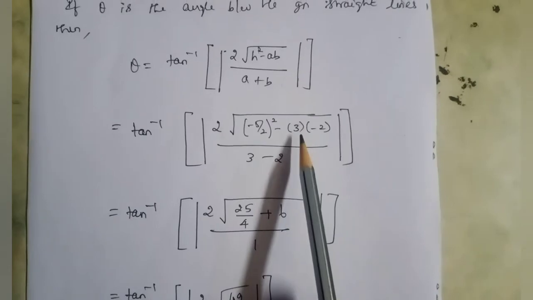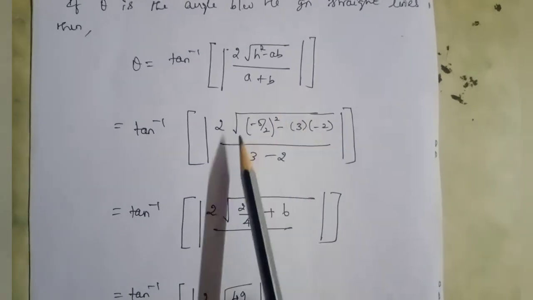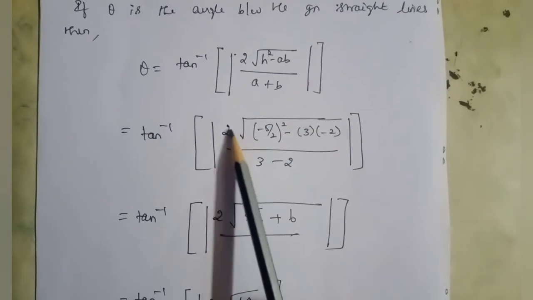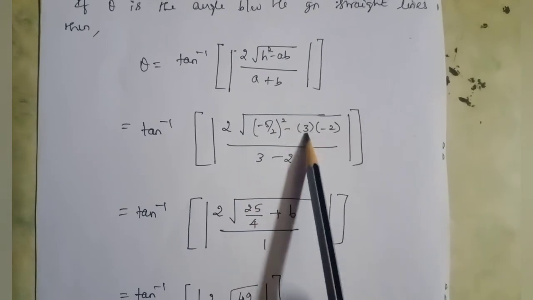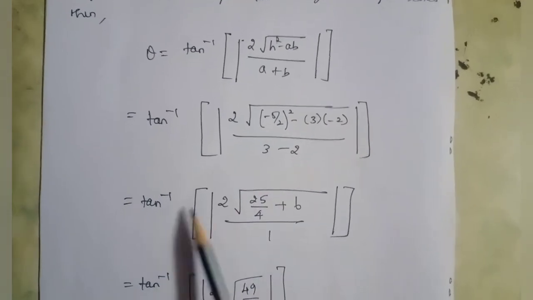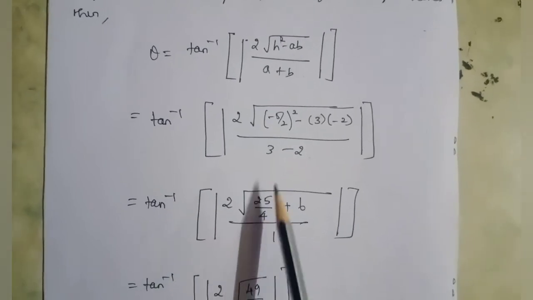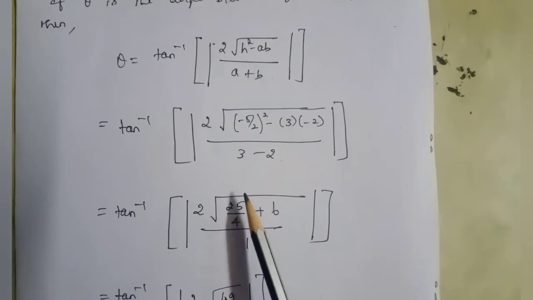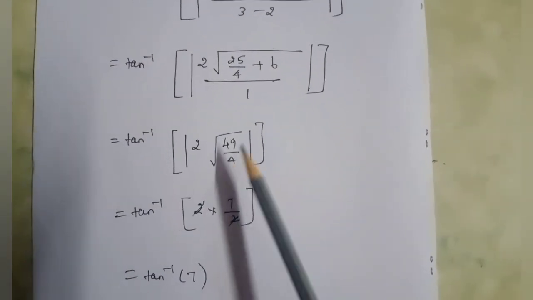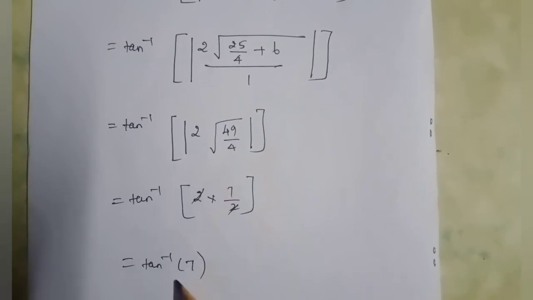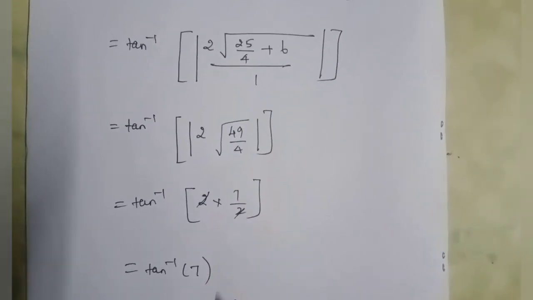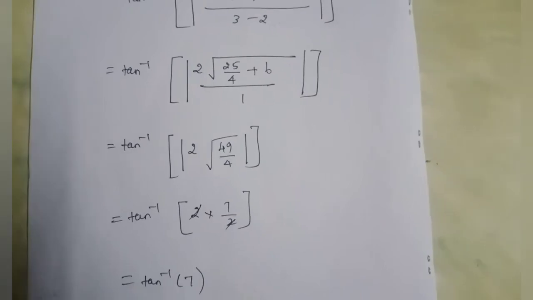So we have to find the value of a, b and h. So theta is equal to tan inverse of 2 into root of h square, which is minus 5 by 2 the whole square, minus 3 into minus 2, divided by 3 minus 2. When squaring, you will be getting 25 by 4 plus 6. So I am getting tan inverse of 2 into root of 49 by 4, which is nothing but 7 by 2. So 2 and 2 get cancelled. So the answer is tan inverse of 7. This is how you have to find out the angle.